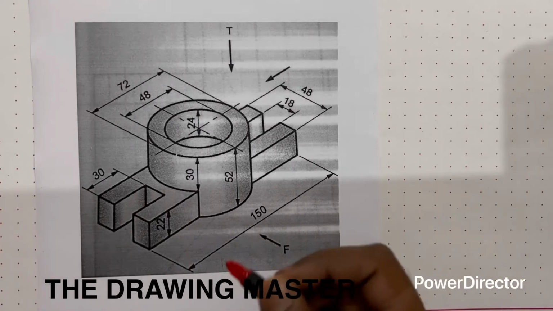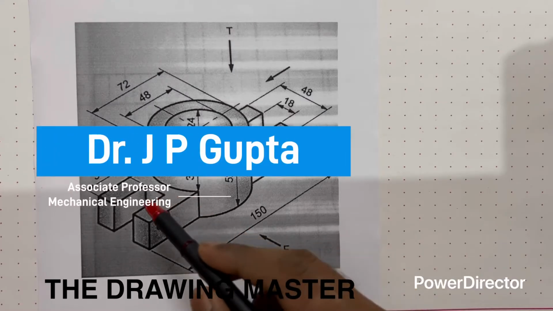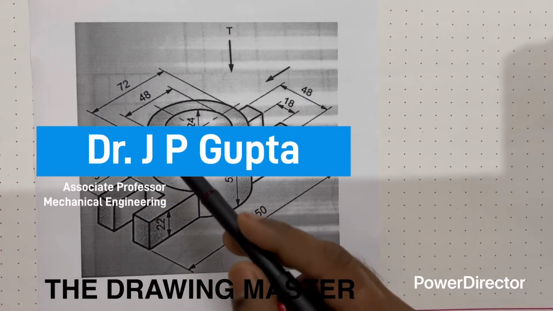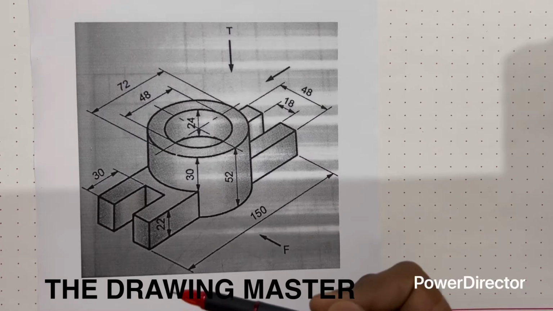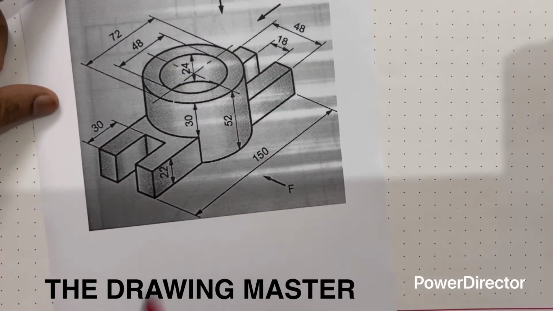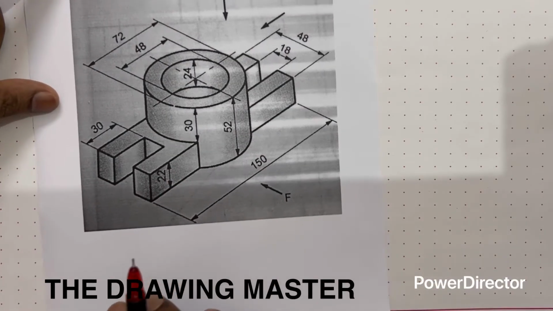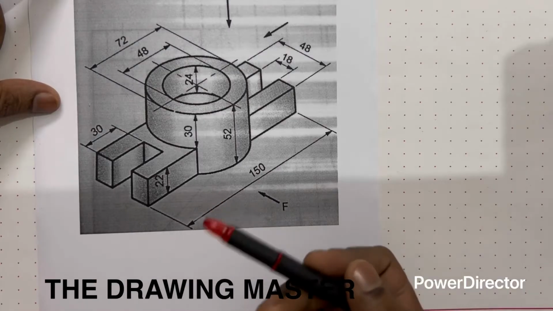In this video we will discuss the full sectional front view, full sectional side view and top view of this object. So let's read the drawing. Reading the drawing means reading the shape and size of the object.